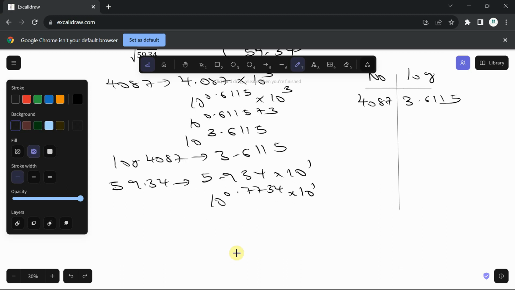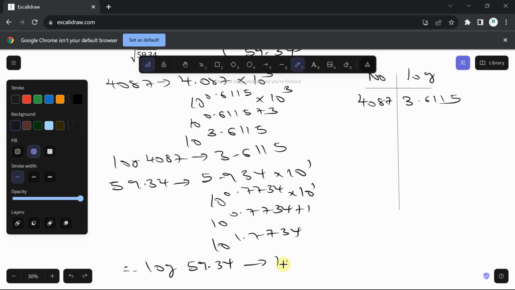So the next thing is that we're going to add our powers. You can see that by the time you start doing all these things, it's just a series of steps that you have to just be following, and you'll be fine. Right, so this is 10 raised to the power of 1.7734. So therefore, the log of 59.34 is 1.7734.